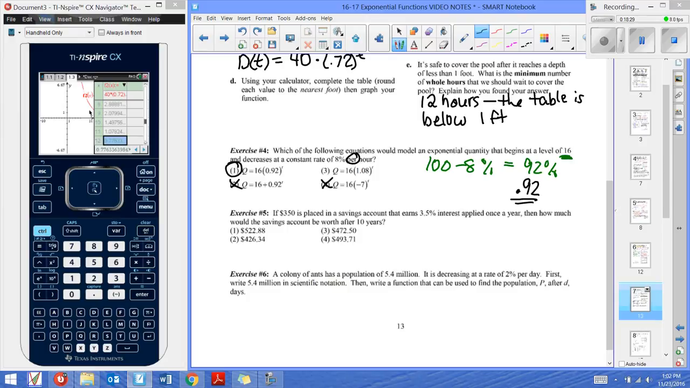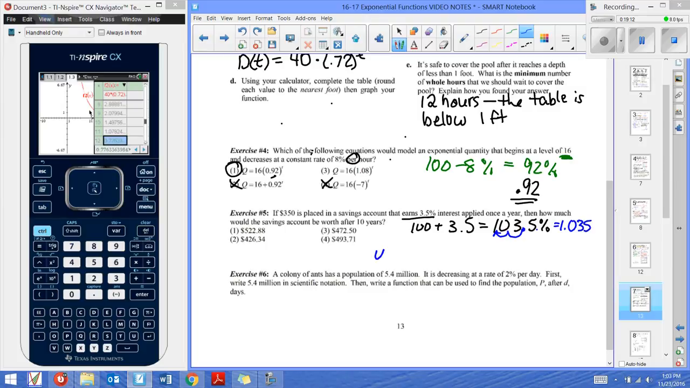Okay, exercise number 5 says if $350 is placed in a savings account that earns 3.5% interest every year, then how much would the savings account be worth after 10 years? Well, right away, compare to 100. So 100 plus 3.5 is 103.5, and don't forget that label of percent, because now we know we're going to take our decimal point and move it 2 spaces to the left to write it as a decimal. So this is 1.035 as our multiplier.